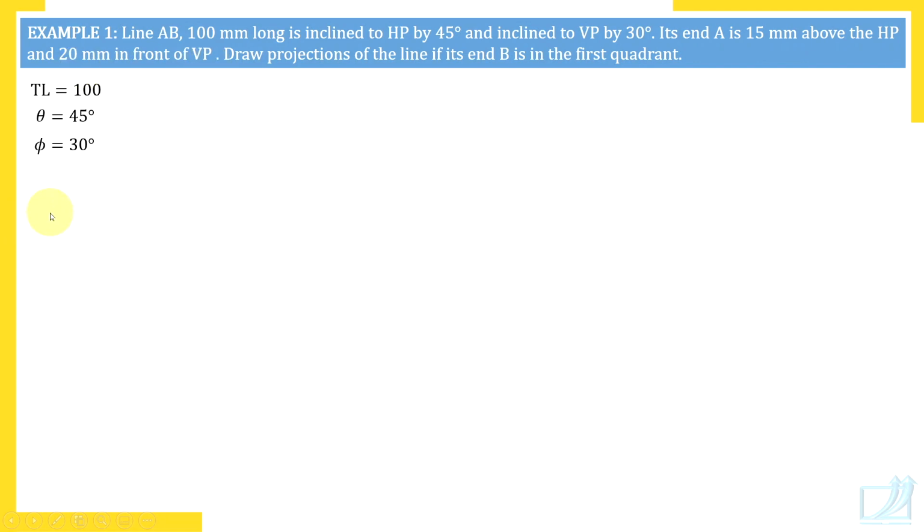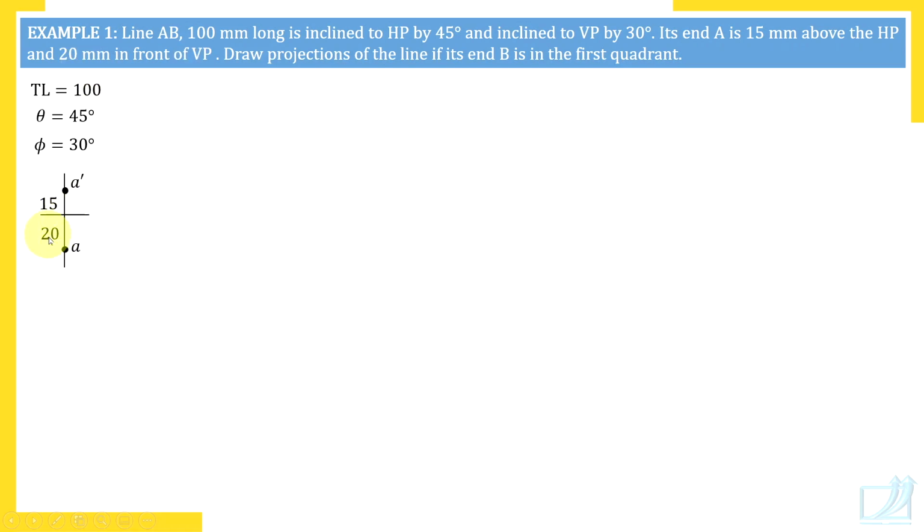Let's note this data also. This is the XY line, imagine. So, on the projector of point A, we are going to mark the front view 15 mm above the XY line, because point A is 15 mm above HP. Above HP means on the drawing paper above the XY line. And this is the distance from HP. The front view gives distance from HP. So label it as A dash. And 20 mm in front of VP.